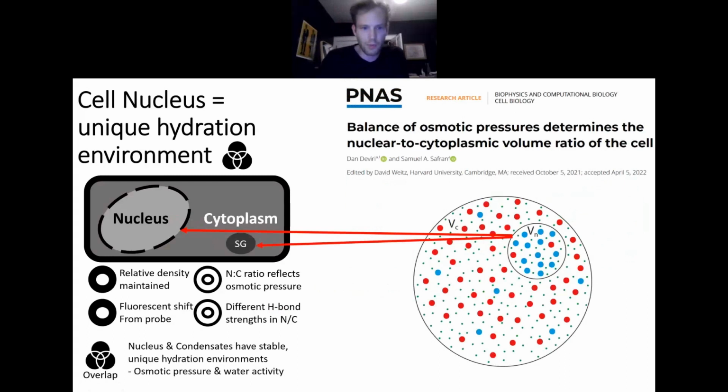And then I would extrapolate that stress granules would be the same version of this, where they're almost in a semi-permeable membrane. Some molecules like to be in the stress granule, other molecules like to be outside. And the nucleus and condensates have stable, unique hydration environments, as dictated by unique environments for osmotic pressure and water activity.